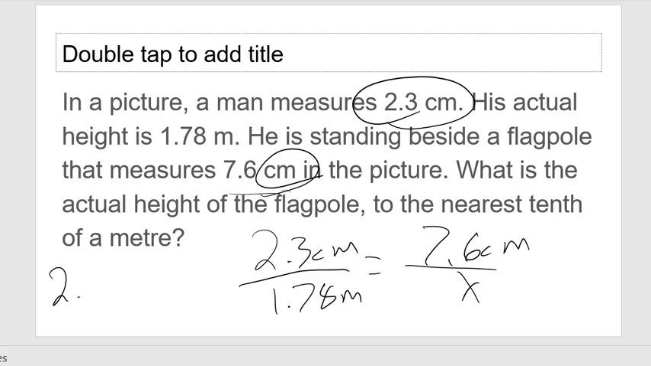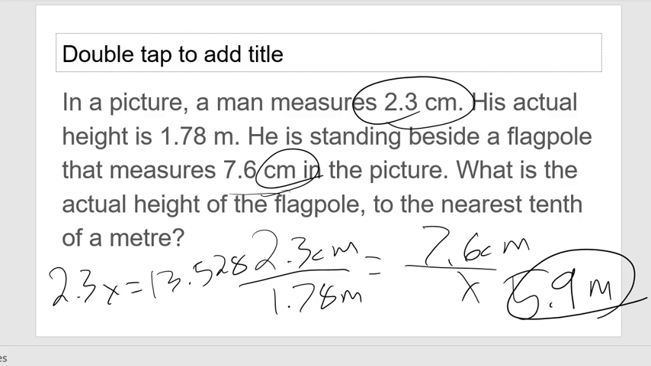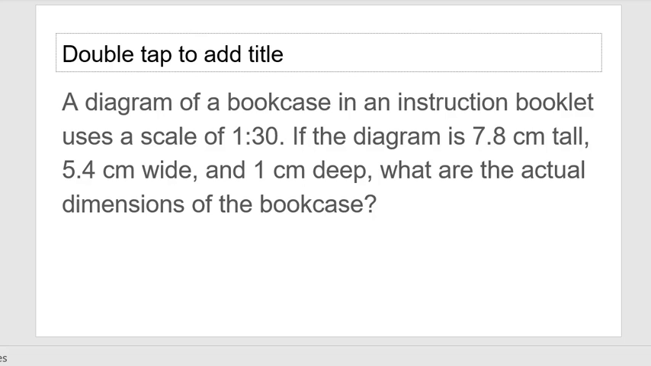You get 2.3x equals 1.78 times 7.6. That's 13.528. I should divide that by 2.3. I get roughly 5.88, but it says round to the nearest tenth, so it's 5.9 meters. There we go.